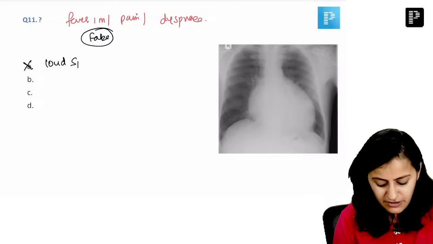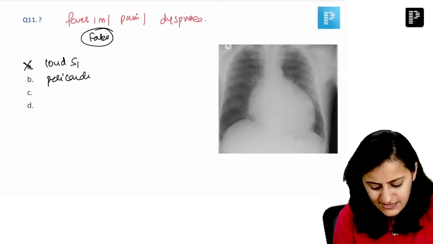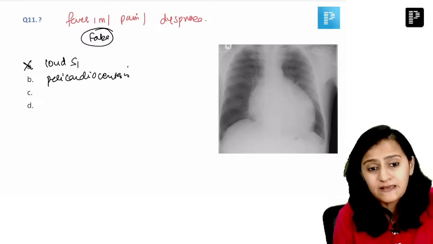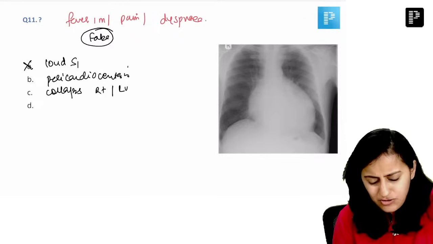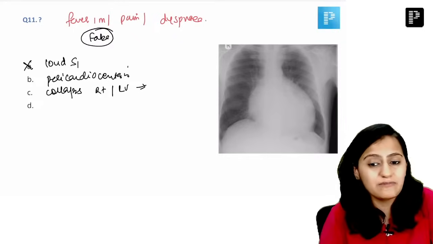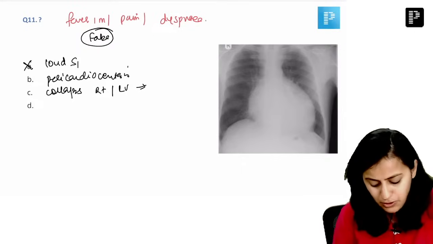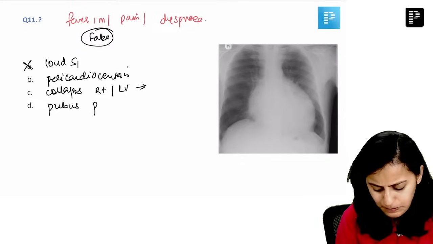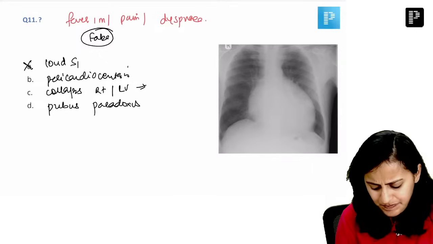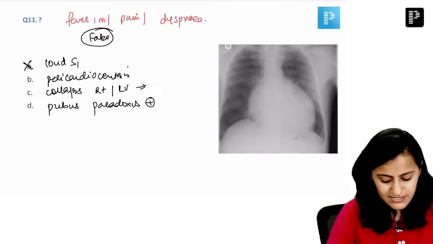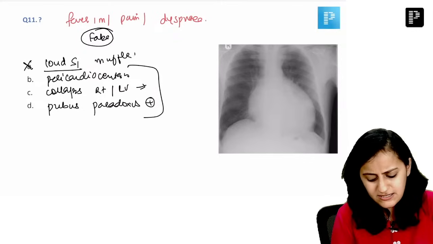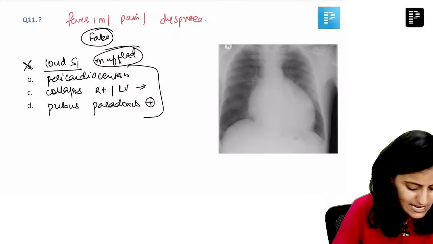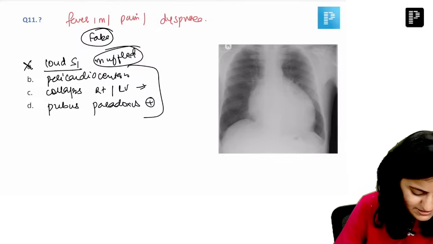The other options were correct: pericardiocentesis can be needed in an emergency. If it is causing collapse of the right atrium or the right ventricle, again emergency urgent treatment might be required, and it can show pulsus paradoxus. Pulsus paradoxus can be present. So these were the options which are correct. Loud S1, you know that here in tamponade the heart sounds are muffled. Okay, the heart sounds are muffled, right?